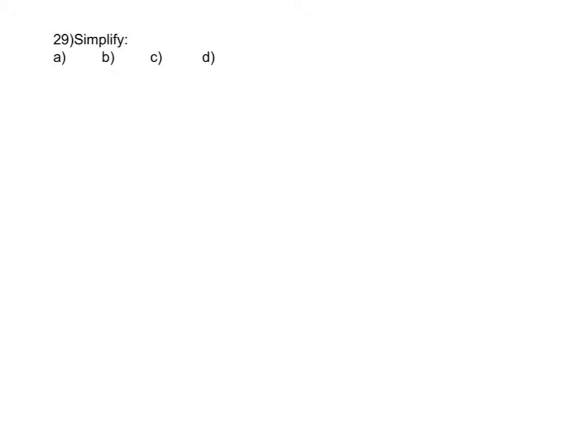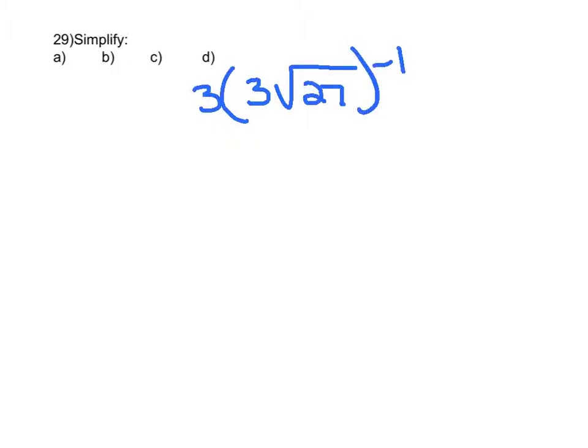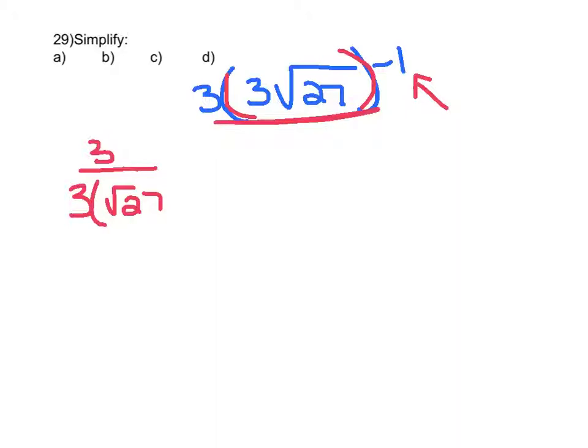Number 29, we're going to simplify 3 times 3 square root of 27 to the negative first power. Now, keep in mind that we don't like these negative exponents. If you had me as a teacher, I would tell you that you're going to bump this down to the opposite side of the fraction line. So if I rewrote that, I would have 3 over 3 square root of 27. That's rewritten, taking this whole chunk down onto the denominator.